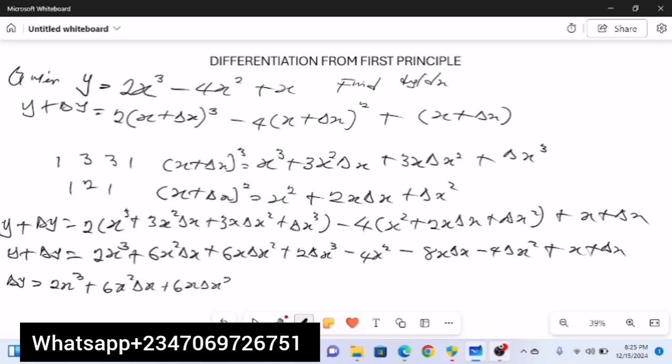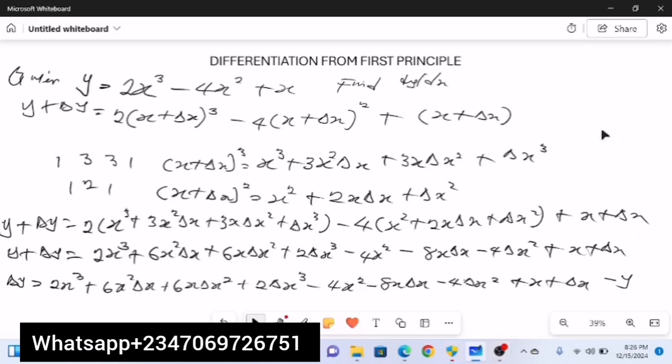6x change in x squared plus 2 change in x to the power of 3 minus 4x squared minus 8x change in x minus 4 change in x squared plus x plus change in x minus y, not forgetting if a positive sign crosses an equal to sign, it becomes negative. So if y crosses over, it becomes negative.